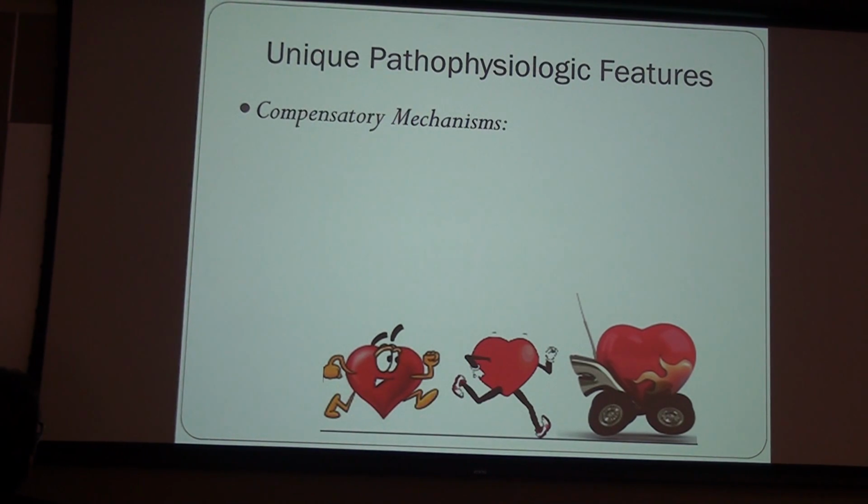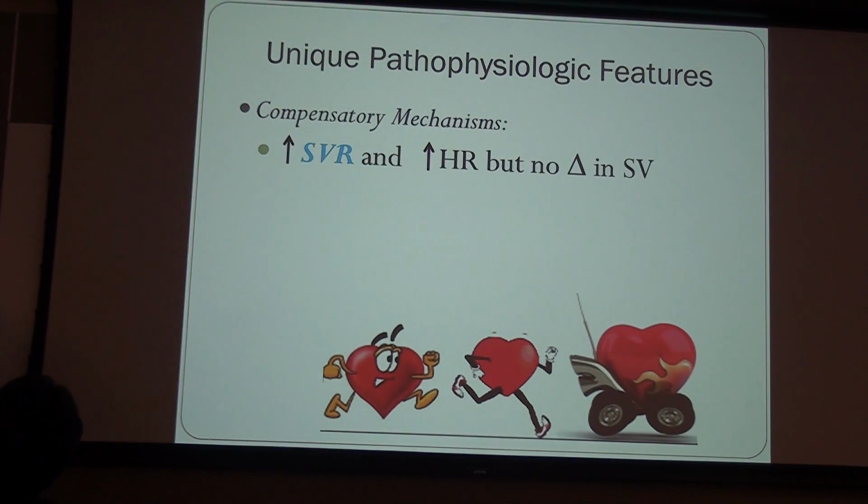Right. So what do children do that is unique in terms of compensating? We kind of touched upon this already. But children, in contrast with adults, can increase their systemic vascular resistance a lot. And they can also increase their heart rate. But they don't really increase their stroke volume that much. So what does that mean?